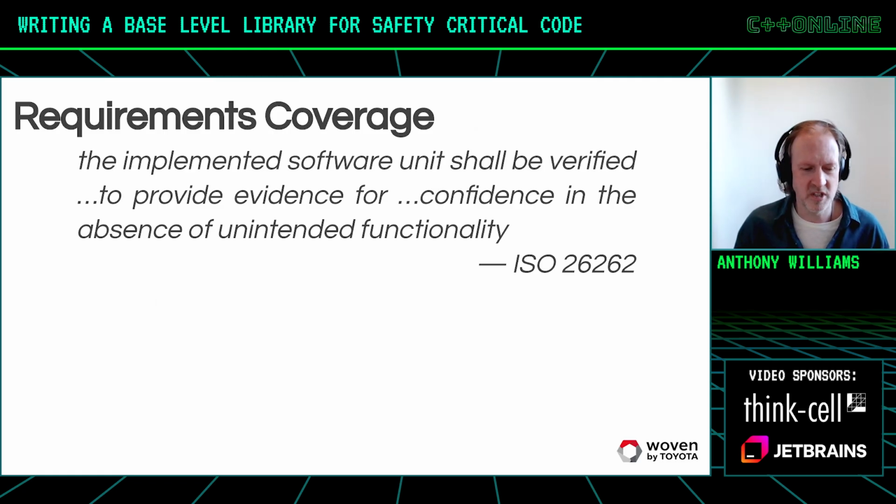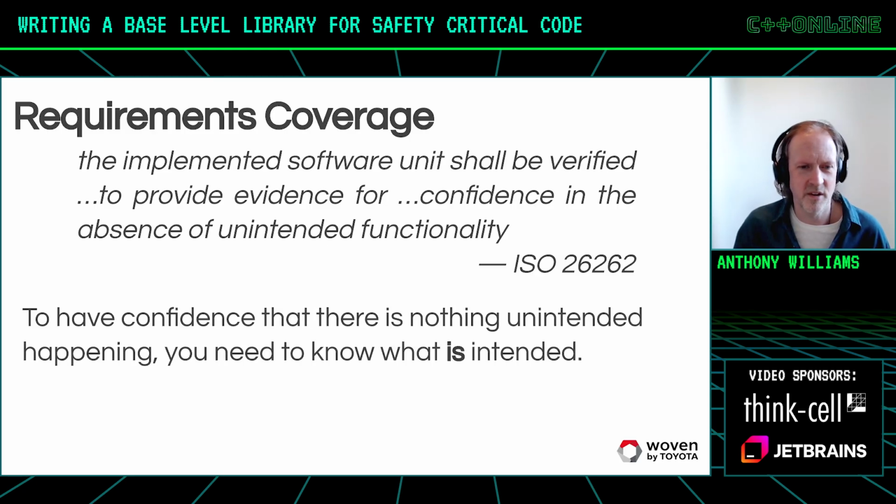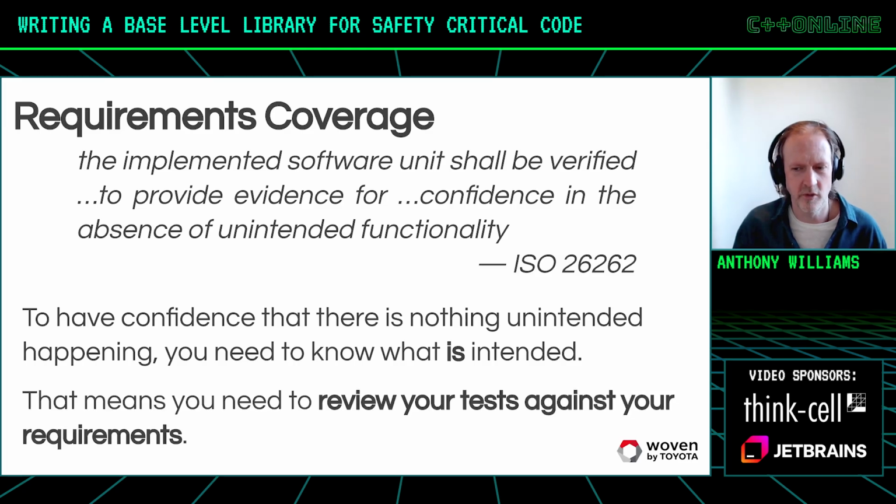And then, of course, we have requirements coverage. This is somewhat important. ISO 26262 says the implemented software unit shall be verified to provide evidence for confidence in the absence of unintended functionality. So this is saying you need to be sure it doesn't do something you didn't intend it to. And obviously, in order to be sure that it doesn't do anything unintended, you need to know what it is intended to do. And so you need to make sure that you've got testing for your requirements.